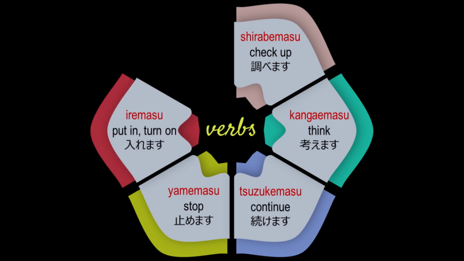Next is iremas, which means to put in or insert. And in case of a switch, it means to turn on or switch on. You can also use it for power supply, which is called dengen in Japanese. So, if you say dengen o iremas, then it means to turn on the power supply.